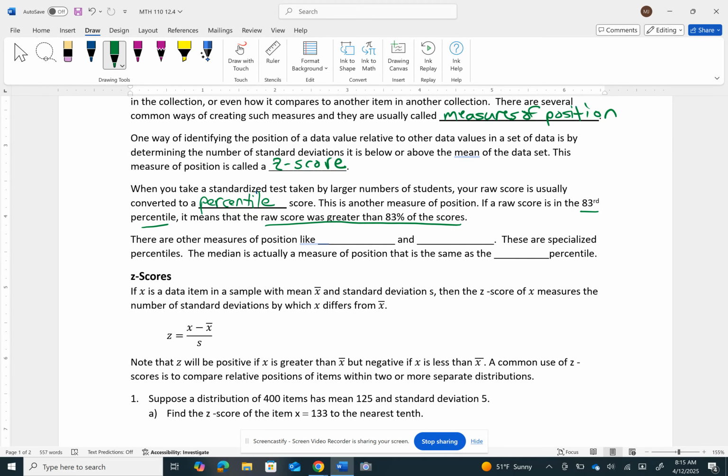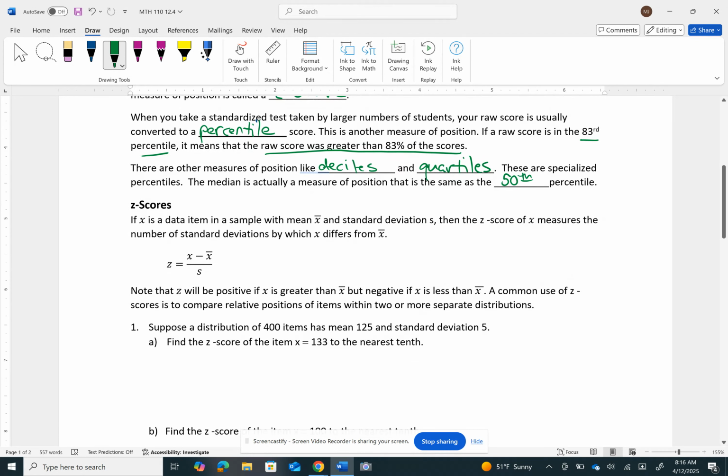Other measures of position are things like deciles and quartiles. We're just not spending much time on those, or any time on those. The median really is a measure of position, and it's the same as the 50th percentile, because to find the median, you look for that middle value, which would be greater than 50% of the scores. All right, let's look at z-scores in more detail.